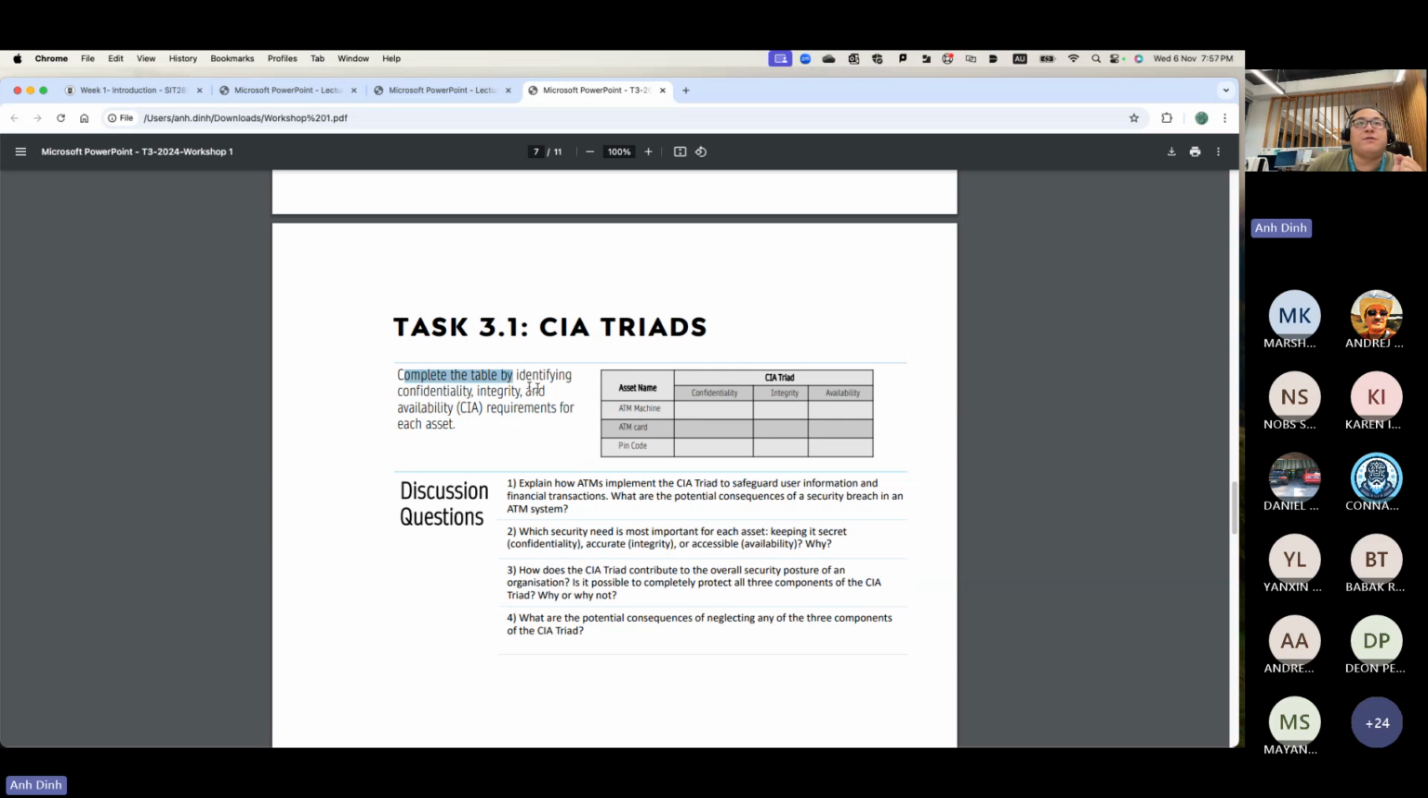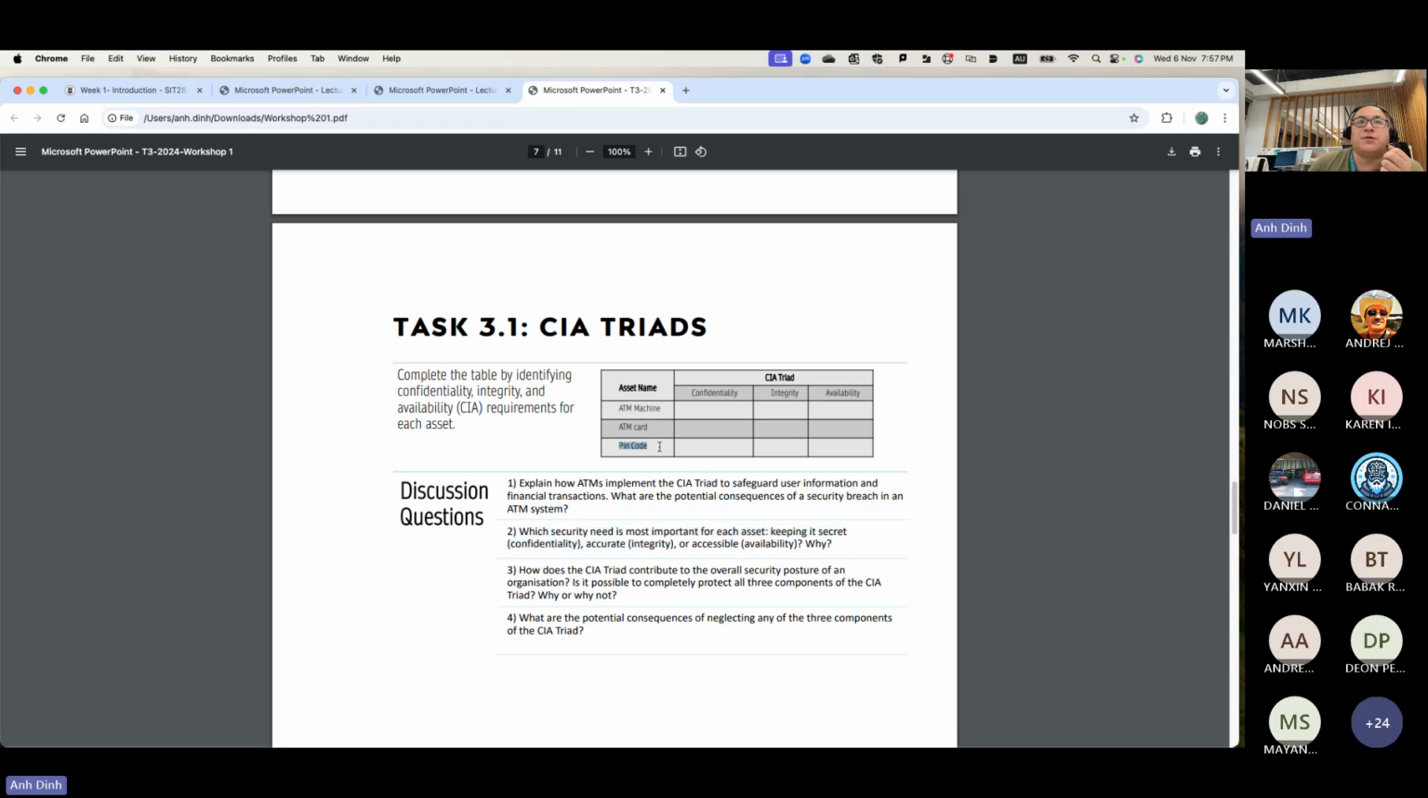And after you have filled in this table, then these are the discussion questions for critical thinking. So you can think about answering these questions. I think the interesting one is, for example, question 2. Of all the 3 properties, which one do you think is the most important for a given asset?